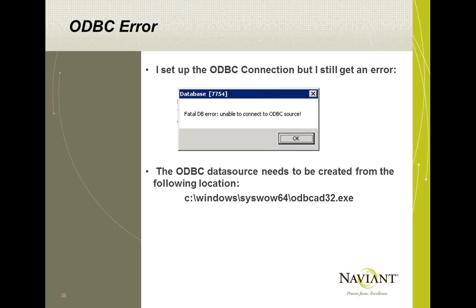So if you go to Windows Sysfile 64 and go to odbcad32.exe, this is where you need to create the ODBC connection. And by default, if you use the one in the start menu under administrative programs or whatever, that's the 64-bit version, and it will create a 64-bit ODBC connection that OnBase will have no idea is there.